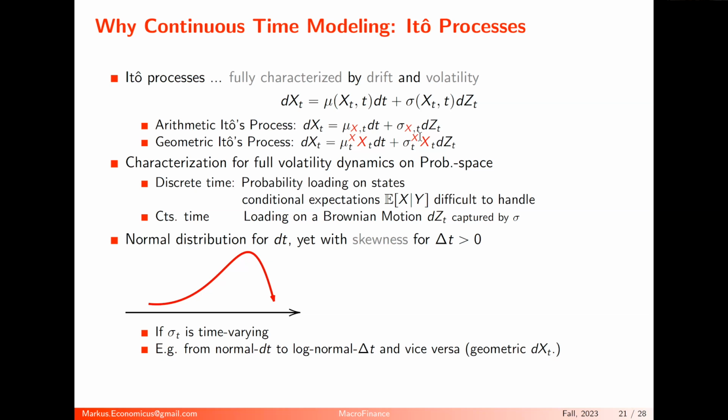And we will see, I will show you in a minute that probability loading on a state space in discrete time is more difficult to handle, and also in particular, getting conditional expectations will be much simpler with Itô processes. Okay. And because it will be just, we will see in a minute. Now, here's a question. So this is a Brownian increment here. If I have a Brownian increment, does it mean that every Itô process must have some normal distribution innovations?